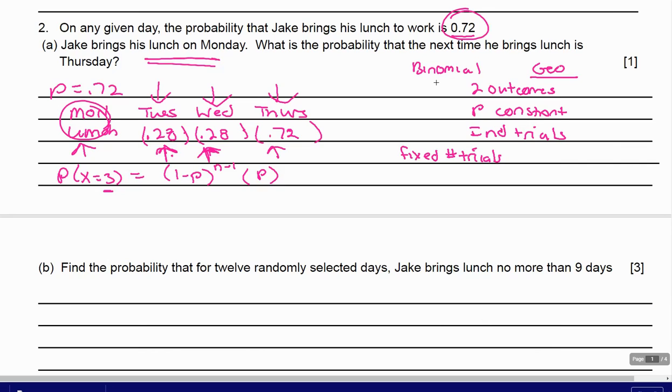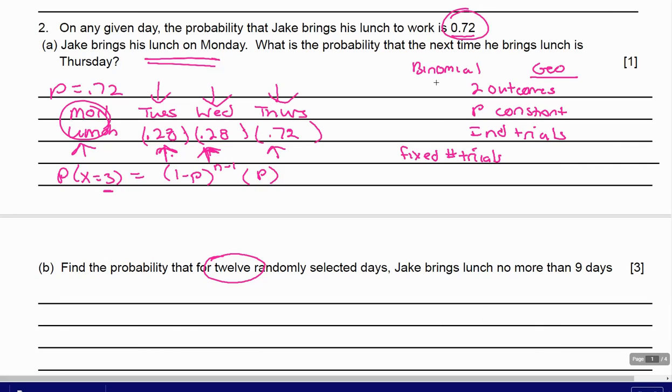All right? Now, tell me about B. B says find the probability that for 12 randomly selected days, Jake brings his lunch no more than 9 days. So first, are we talking about binomial or geometric? Why do we know that? Exactly. Notice in this first part, it doesn't tell you how many days that we actually go. The fact that they talk about this 3, it lets you know that that's what I'm looking for, not that we had a certain number of trials. All right? So now the probability of success is still going to be the same.